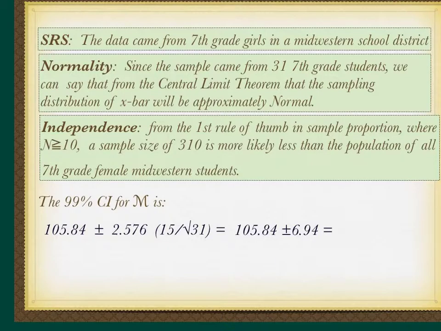The first thing I must do is state my three conditions that I have: it's random, normal, and independent. Because the data says that it's a random sample of 7th grade girls, I know that that's random right there. The second thing is that it's normal.